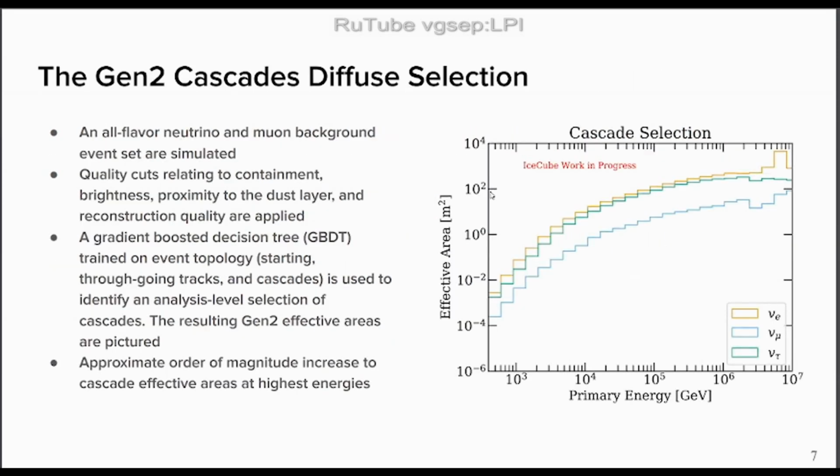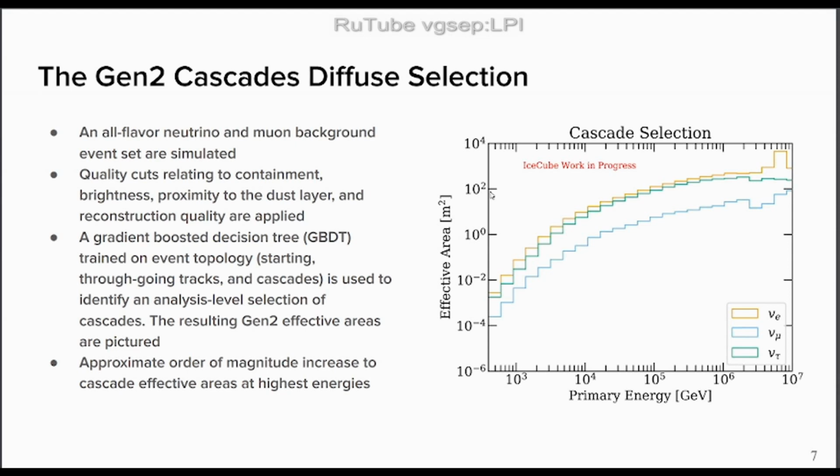Okay. So this is just sort of a rundown of the actual selection process for the Cascades analysis set. It begins with a number of quality cuts, and then I've also trained a gradient boosted decision tree on event topology. So we have both cascades as well as starting and through-going tracks. I've then used the result of this model to derive an analysis level selection. And the resulting effective areas are pictured here on this slide.